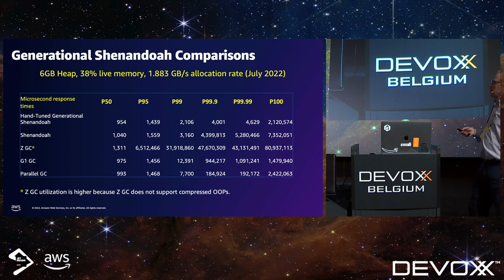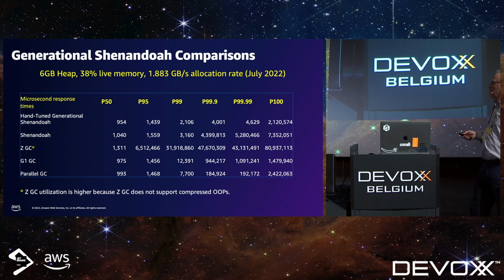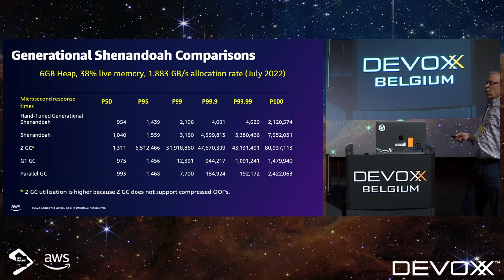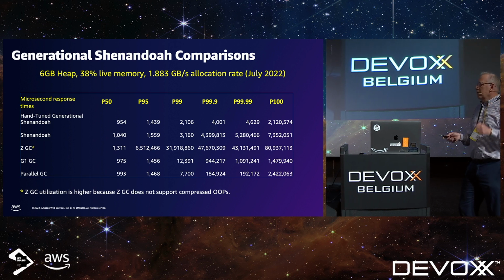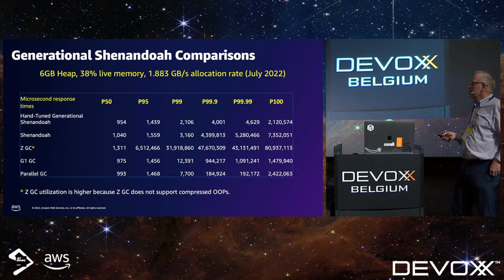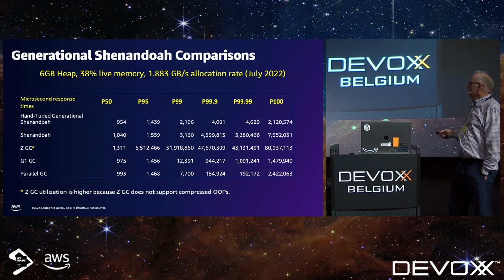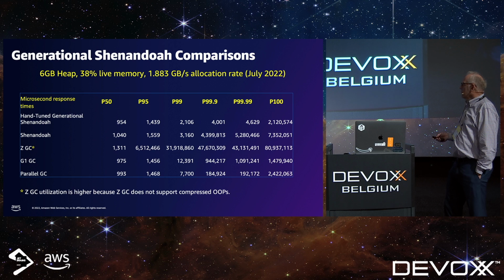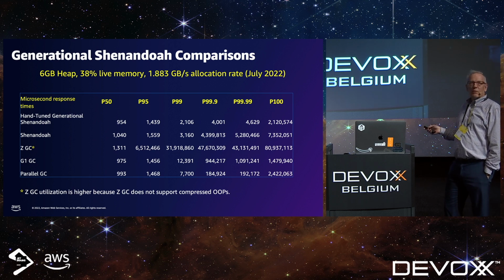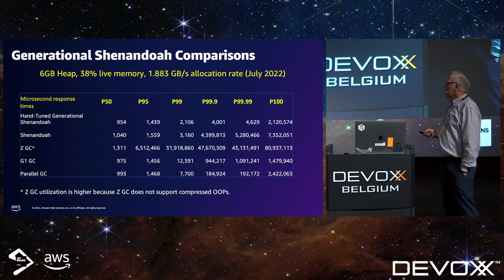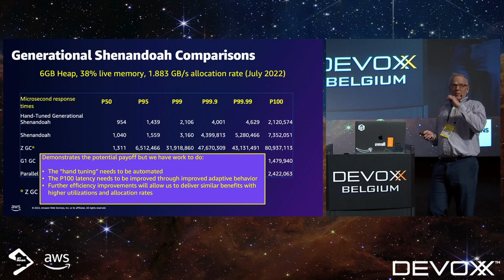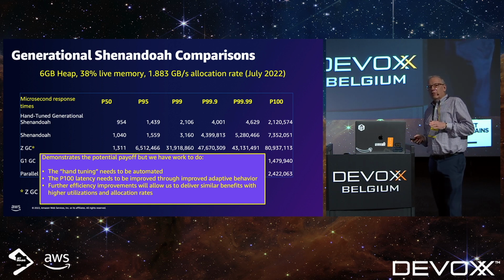This is the highest utilization and allocation rate of the things I've measured. This is Generational Shenandoah hand-tuned. We spent a lot of effort to tweak the configuration to make it work well, but we see significant benefits all the way to 4 nines compared to alternative technologies. Then we do a little bit worse in the max pause times. Let me summarize this result by saying it's very promising, the results we're seeing.